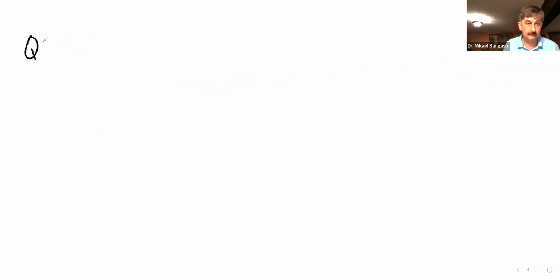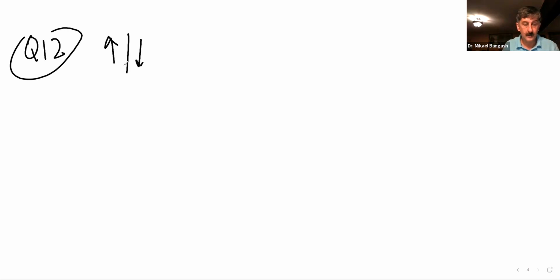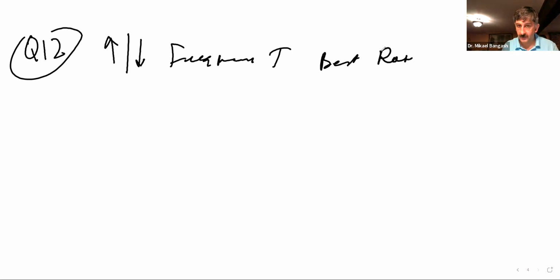Question number 12. What they are asking is whether high or low frequency transducers have the best, and the word they use here is range resolution.